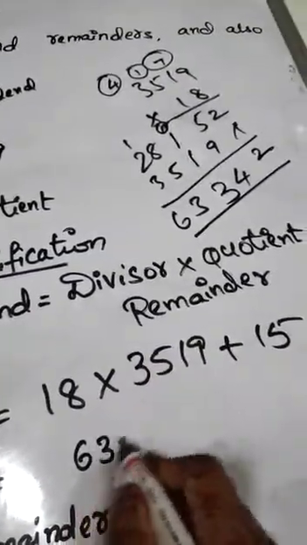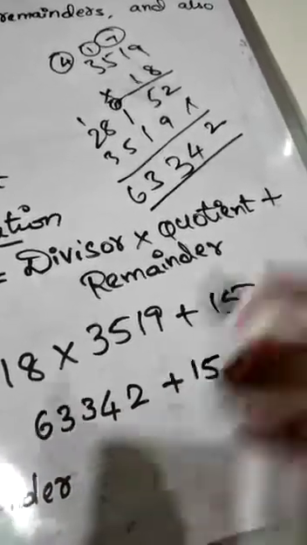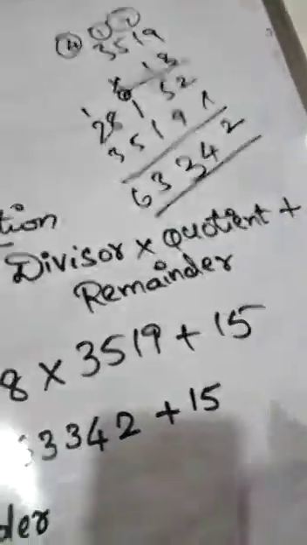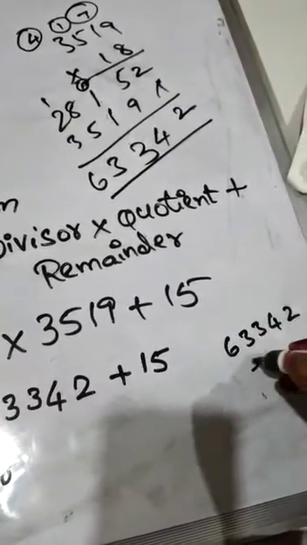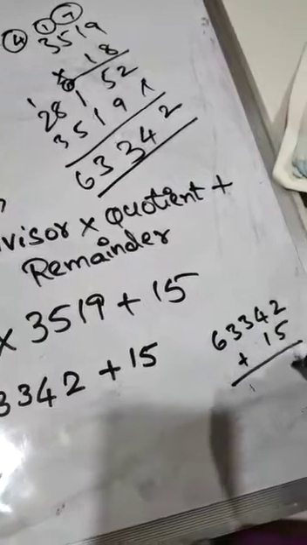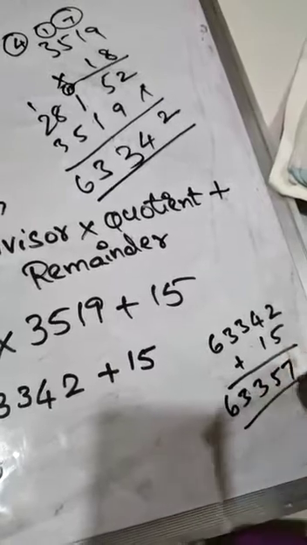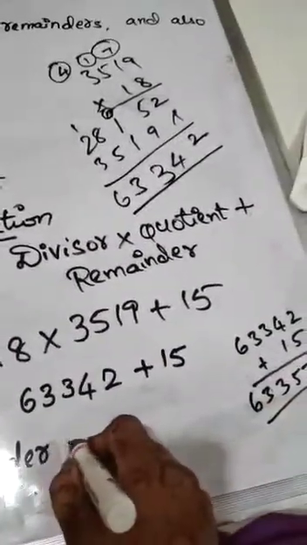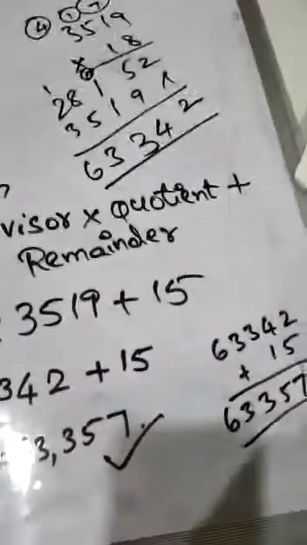63,342 plus 15. What we have to do? We have to add 15. Let us do it here. 63,342 plus 15. 5, 6, 7. 4 plus 1, 5. This 3 will be as it is. So what we got here? 63,357. We got the dividend here also, the same 63,357. Means our verification is correct. We did the correct solution.